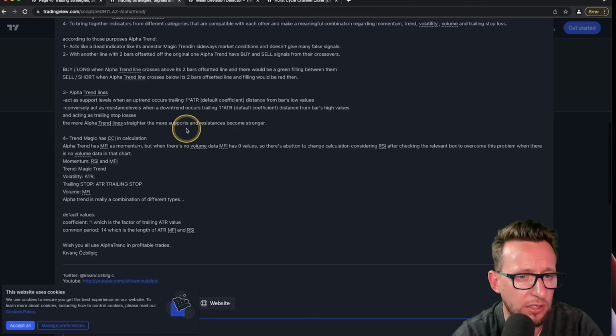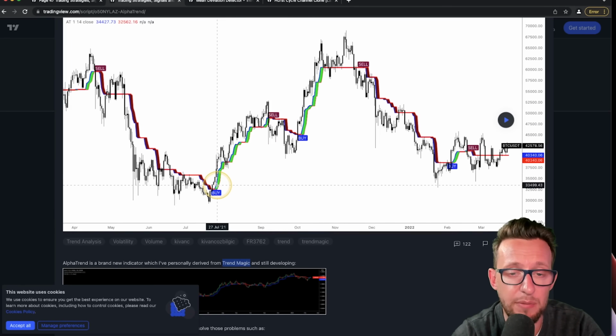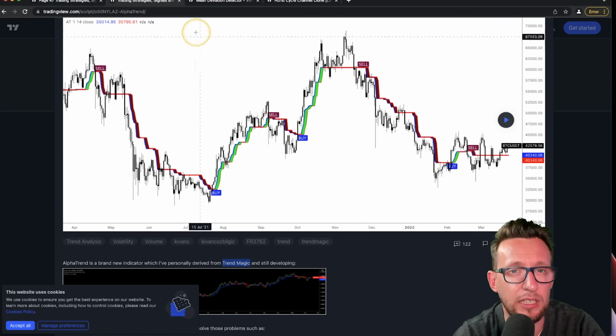It is a free indicator that you can use. It uses ATR, MFI and the CCI in the calculations. What I'm going to probably be using it for is very much like a SuperTrend. When we're above and price is above, we're going to be buying, and when we're below the price, we're going to be shorting.